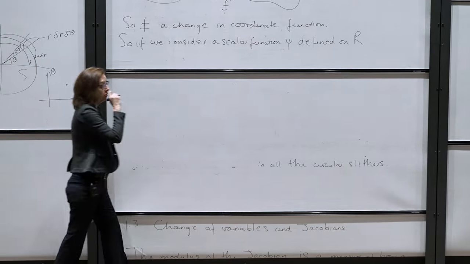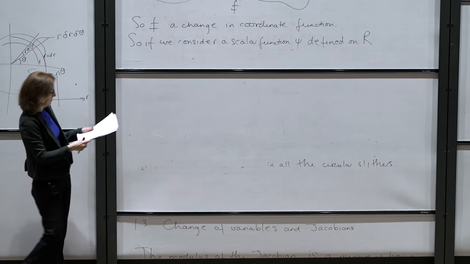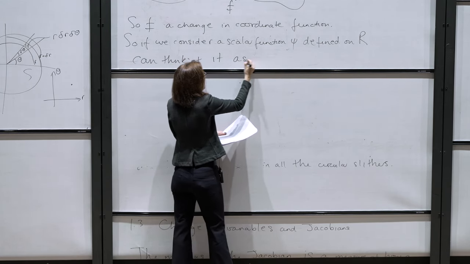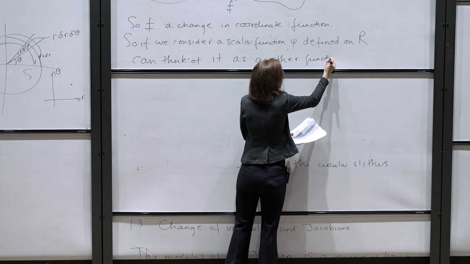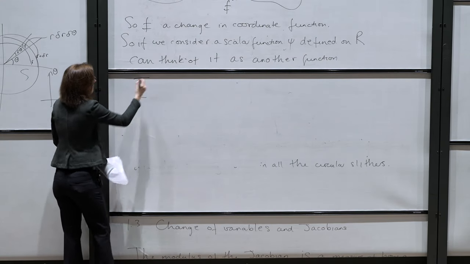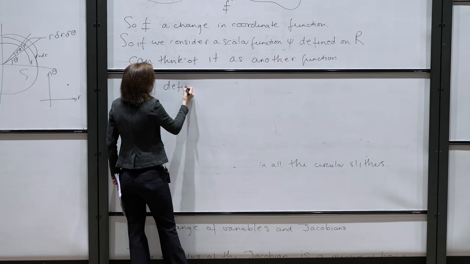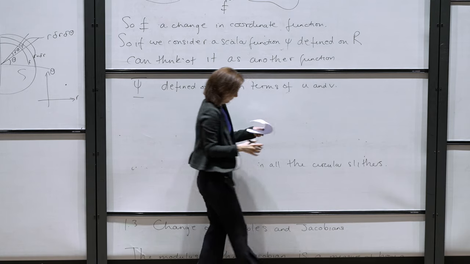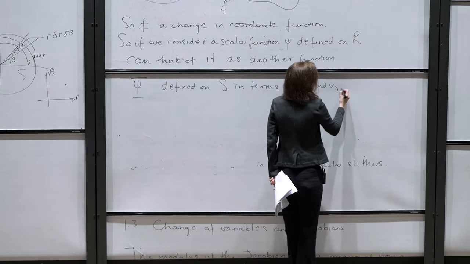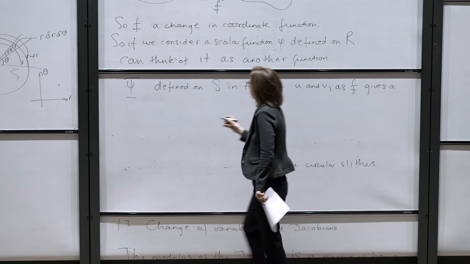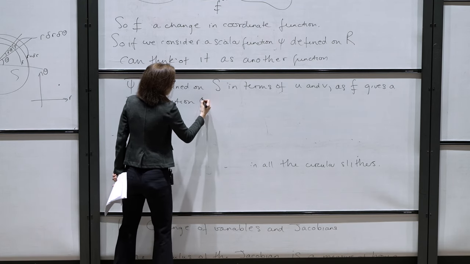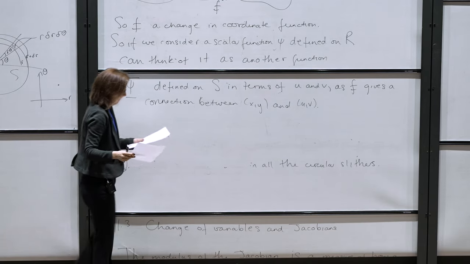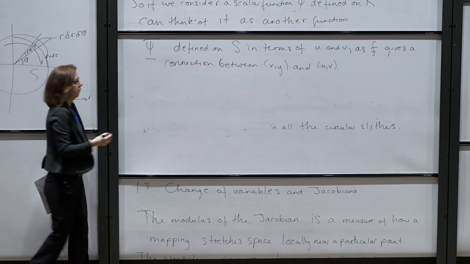So this would be defined in terms of x and y because it's defined on R, and R is our region in the xy domain. Then we can think of another function, we'll call it capital Psi, defined on S in terms of u and v. And we can do this as the function f gives a connection between x, y and u, v. And of course, they're the same thing, they're just expressed in different ways.